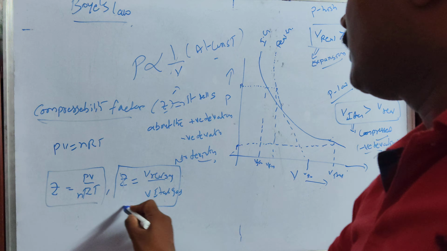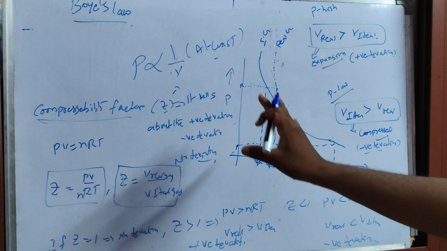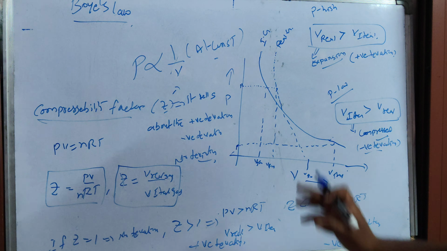This is about the compressibility factor. What is the compressibility factor? What does it speak about? Next, what are the formulas of the compressibility factor? If Z is equal to 1, what will happen? If PV is greater than nRT or PV is less than nRT, by using this graph we can easily find out which one is ideal gas or real gas, either positive deviation or negative deviation. Then we discussed some of the equations of ideal gas and real gas.